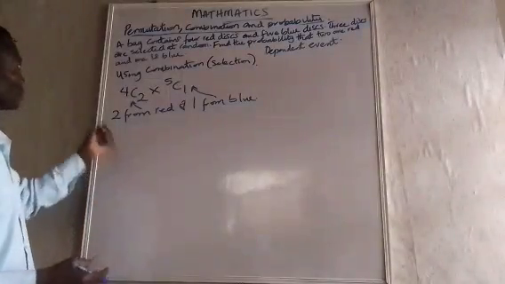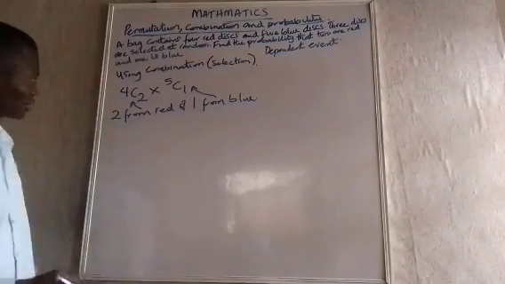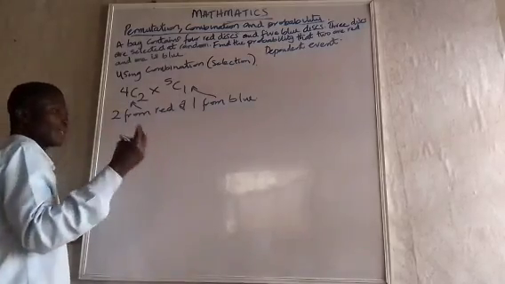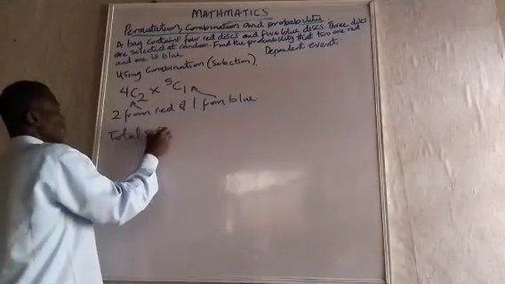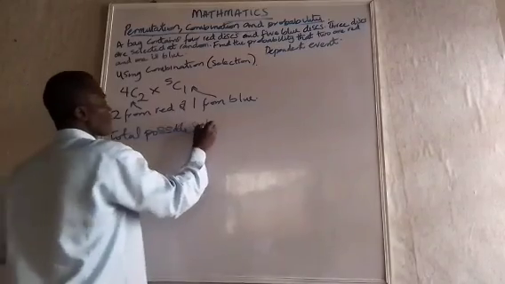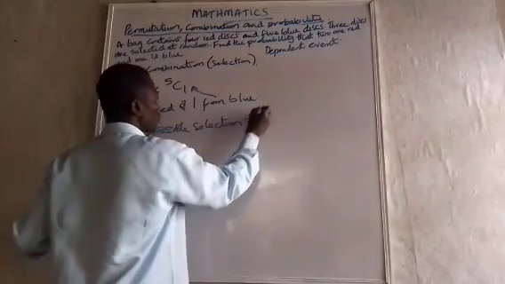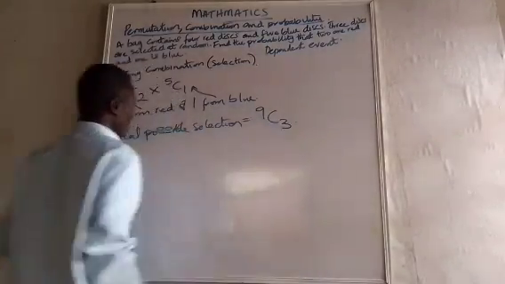Selection possible from 9 balls, 9 discs. That is, how do you select 3 from 9? So total possible selection is equal to 9 combinations 3.